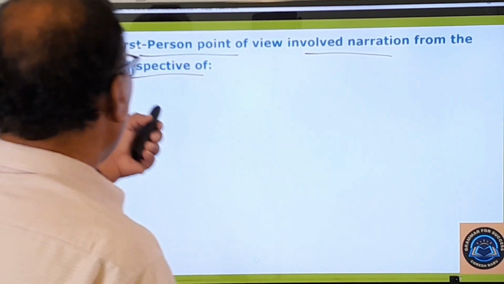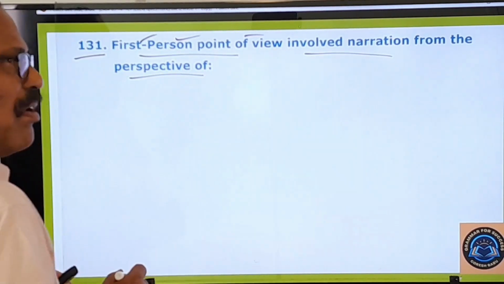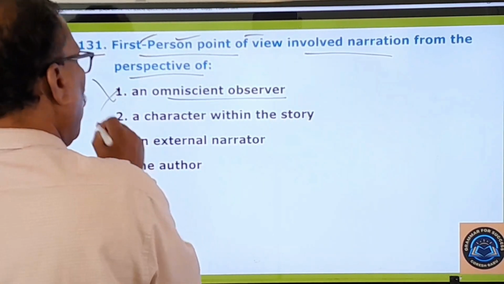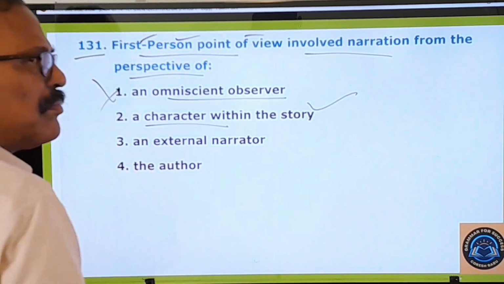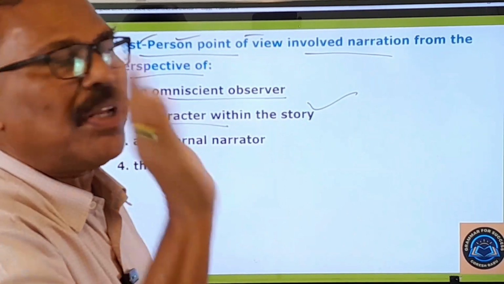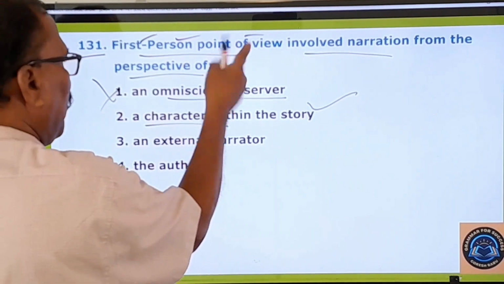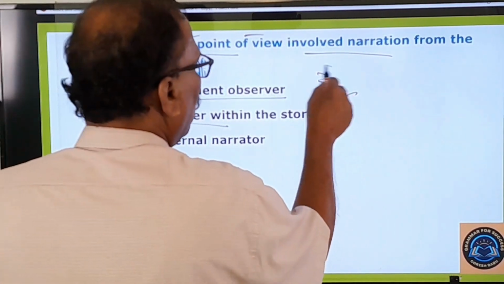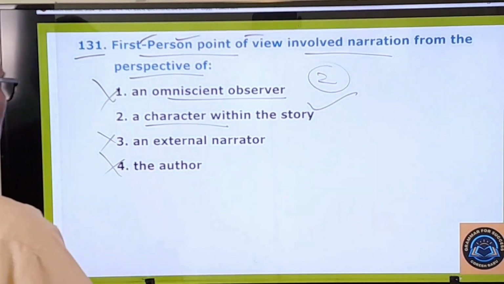And here, first person point of view involves what? An omniscient observer, no. A character within the story. A character within the story will be narrating the entire story. That itself is called first person point of view. You know very well. An external narrator, no. The author, no. So your answer is going to be the second one. You move on to the next question.